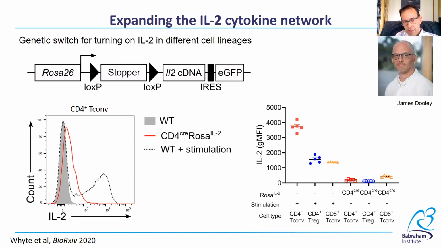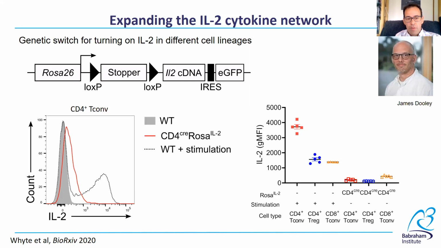So what me and James did is we started talking about how we could try to reroute the production of IL-2 to different parts of the network and see what this perturbation will do to the whole immune system. What we came up with was a genetic switch that allows us to turn on IL-2 in different cell lineages. We have a ROSA26 promoter, which is a weak promoter, which is ubiquitously expressed. So if we turn it on, it'll be on everywhere.